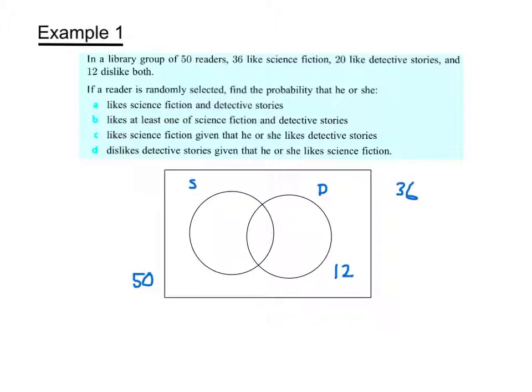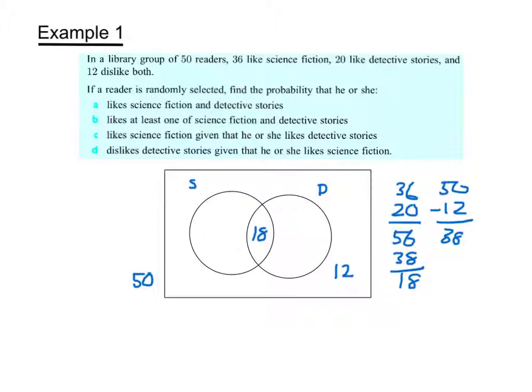So remember, we need to find the intersection first here, and we do that by adding the 36 that like science fiction and the 20 that like detective stories, and we get 56 people. Now that's obviously too many because we only have 50 readers, and this 56 should represent all of the people within the circles. But we know that the number of people within the circles is equal to 50 minus 12, which is 38. I can only have 38 people within the circles. So the difference between these two numbers is my intersection. And so that's 18.